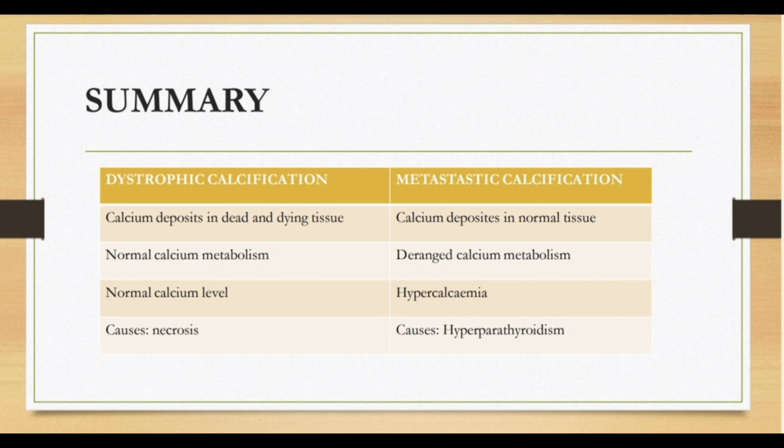Dystrophic calcification is calcium deposition in dead and dying tissue, whereas in metastatic calcification, calcium deposition occurs in normal tissue. There is a normal calcium level in dystrophic calcification, and disarrangement of calcium metabolism in metastatic calcification, with hypercalcemia in metastatic calcification. The cause of dystrophic calcification is necrosis, and the cause of metastatic calcification is hyperparathyroidism.